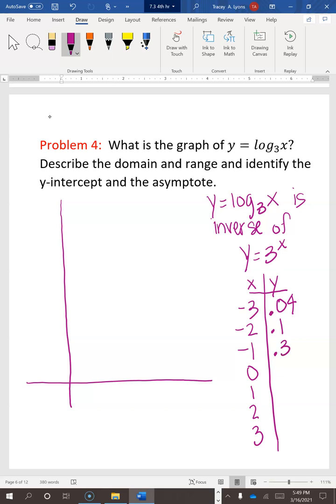Then we get to 0. 3 to the 0 power is 1, because anything to the 0 is 1. 3 to the first is 3. 3 squared is 9. And 3 cubed is 27. We're going to run out of room before we get to that one.